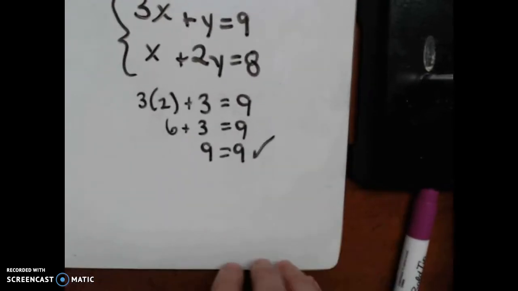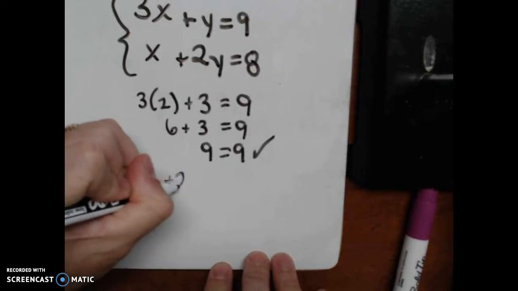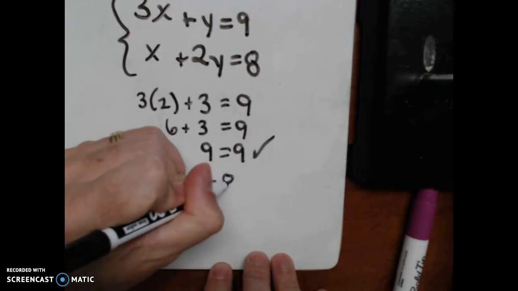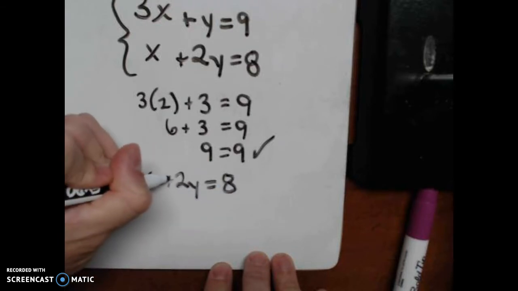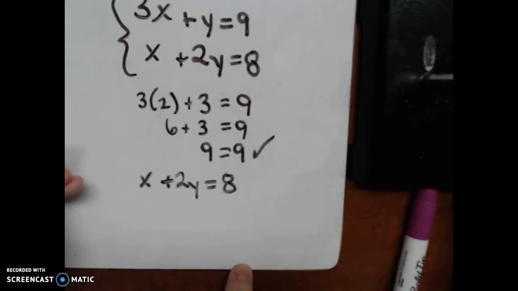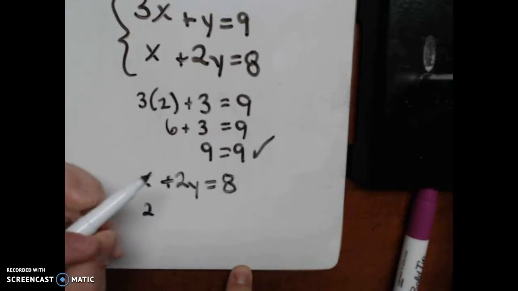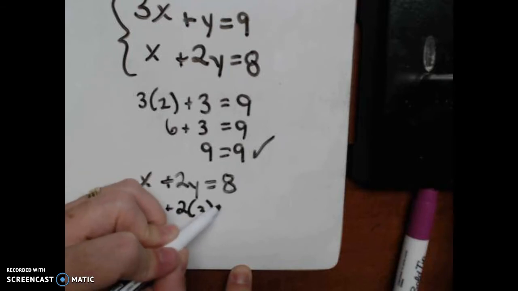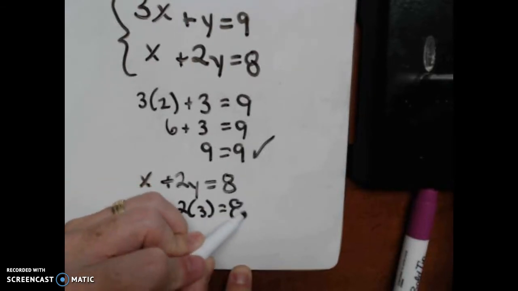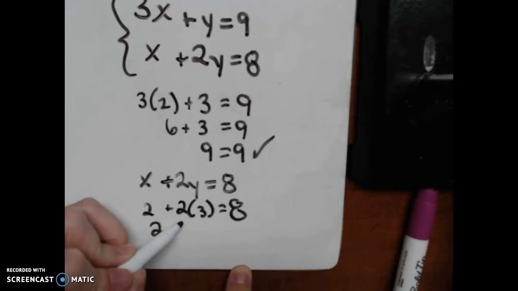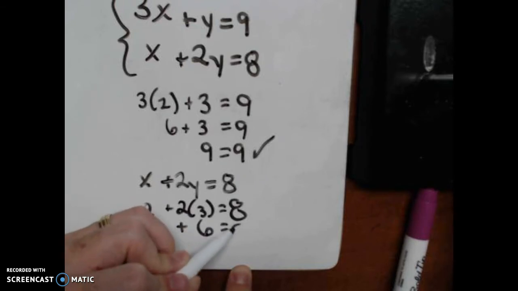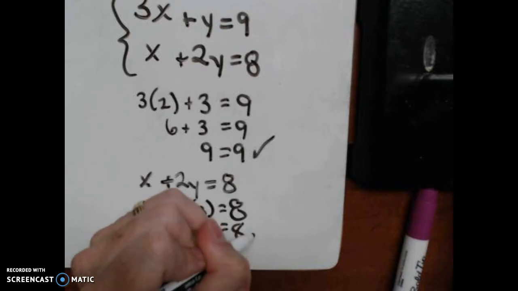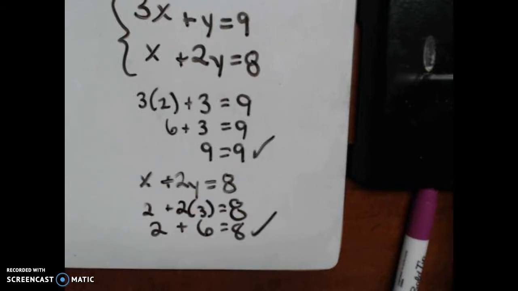Okay, now we're going to take the other one. x plus 2y equals 8. Remember, it has to make both of them true at the same time for it to satisfy these equations. So we're going to plug in a 2 there, and we're going to plug in a 3 there. And this time it's supposed to equal 8. So we get 2 plus 6 equals 8. And yes, that's true as well. So it satisfied both equations at the same time.